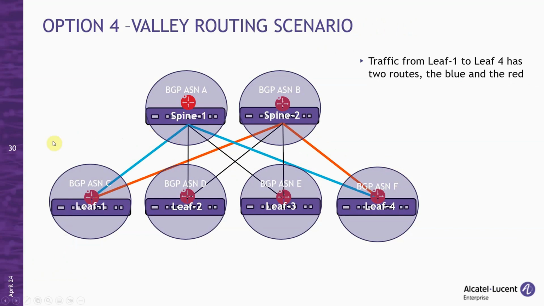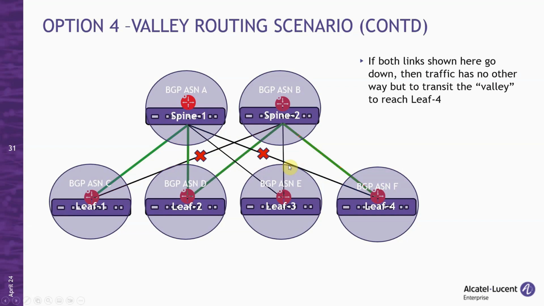As a reminder, with valley routing, traffic does not transit only the spine to reach another leaf, but instead goes through another leaf to reach the destination. So traffic goes in a zigzag pattern. In our scenario here, traffic from leaf 1 to leaf 4 has 2 routes, either the blue one or the red one. Let's assume the links shown here are shut down. Now traffic must transit leaf 2 to reach leaf 4, as shown in green here. So obviously this is not optimal for many reasons.